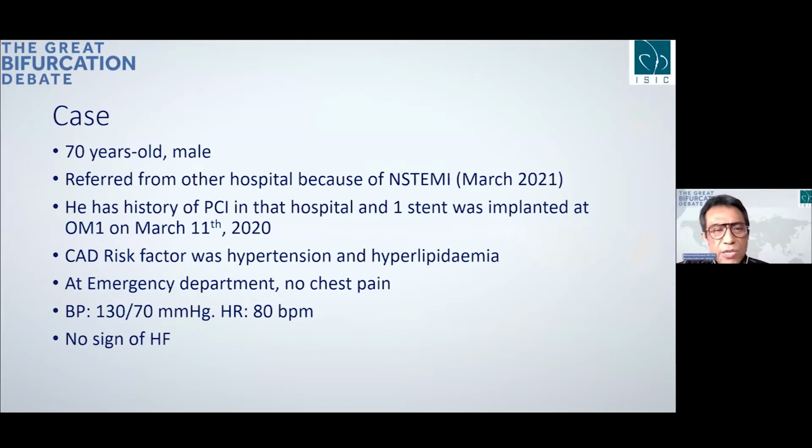He has a history of PCI in that hospital, and one stent was implanted at the obtuse marginal on March 11 last year. The risk factors were hypertension and hyperlipidemia. At the emergency department in our hospital, there was no chest pain and blood pressure was normal. Heart rate was 80 beats per minute, with no sign of heart failure.